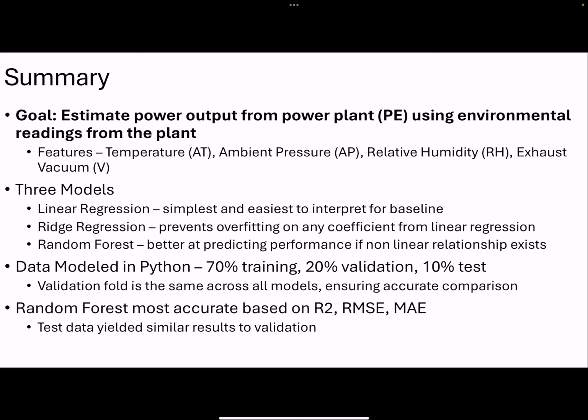Based on what I've compiled in my Python data, I found that the random forest was the most accurate based on the R squared, the root mean square error, and the mean absolute error. And then when I tested on that model, using that 10% test data, I saw similar results to validation.